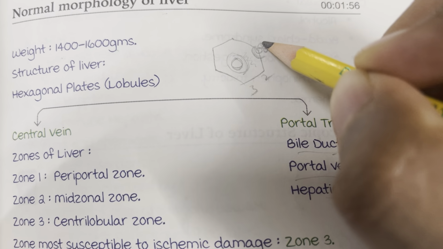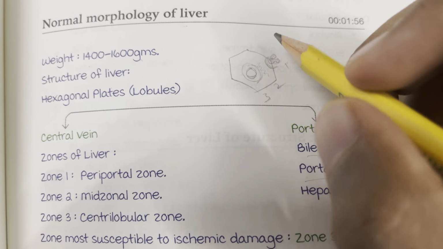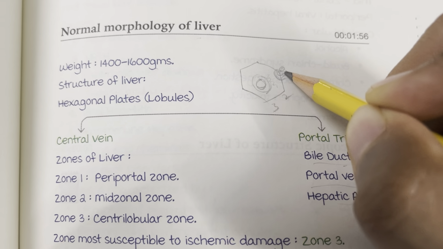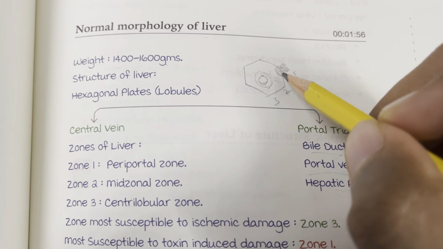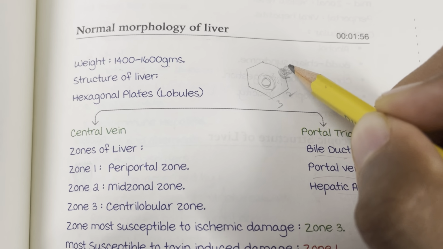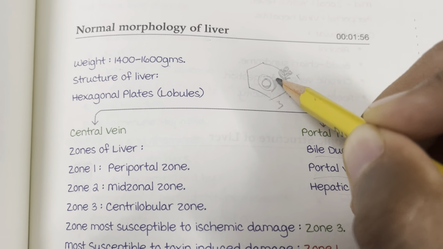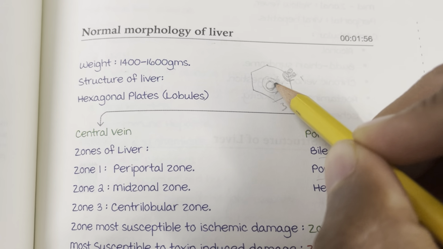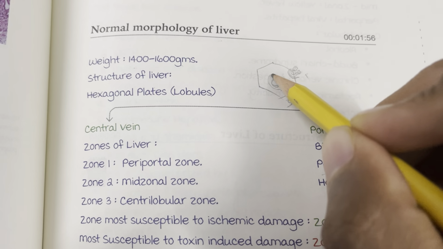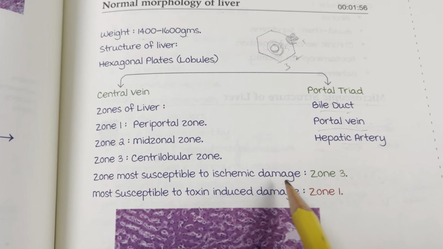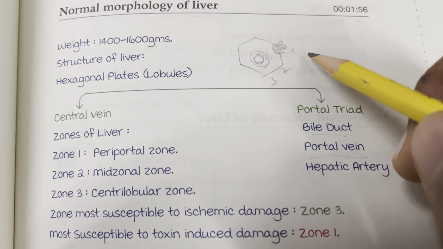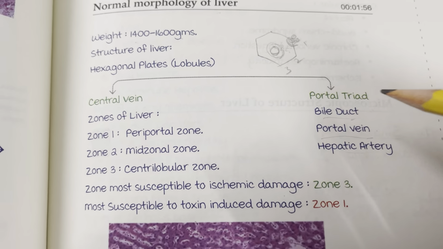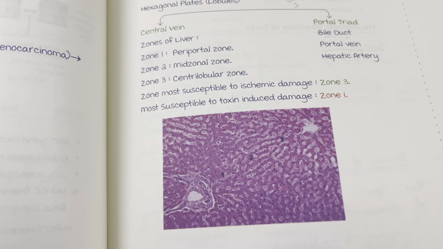See, the hepatic artery is located within the portal triad, so oxygenated blood is supplied to the hepatocytes from near zone 1. So if the blood supply is cut off, zone 1 will receive some of the diminished blood supply, but in zone 3 the insufficient blood will not be able to diffuse through the hepatocytes till it reaches zone 3. So zone 3 will be more susceptible to ischemic damage, and the most susceptible to toxin-induced damage is zone 1, because toxins can easily permeate into zone 1 through the hepatic artery within the portal triad.